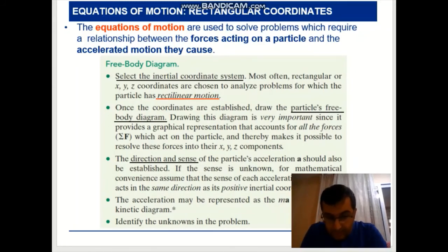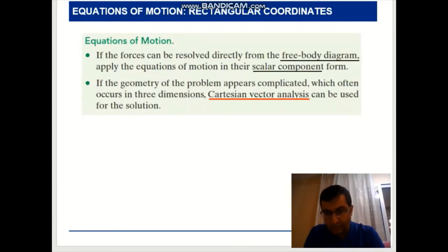As stated here, the acceleration may be represented as the ma vector on the kinematic diagram. So after we sense, we are going to draw our kinematic diagram. After the kinematic diagram, identify the unknown in the problem, so what it is asking, the velocity, acceleration, whatever. We just need to identify it. Then after that, we are going to write down our equation of motion. So free body diagram, all the forces, we are going to bring it. And in the x direction, y direction, z direction, all of them, we are going to make into components.